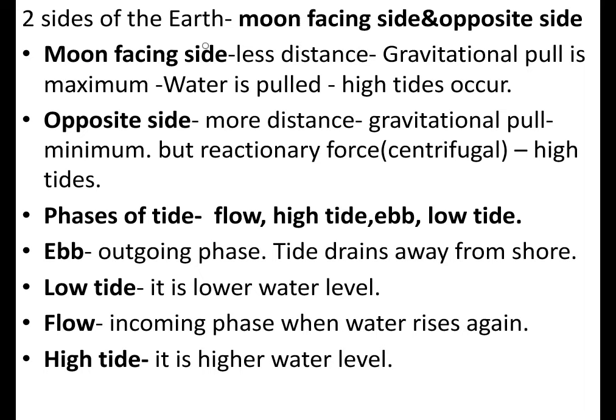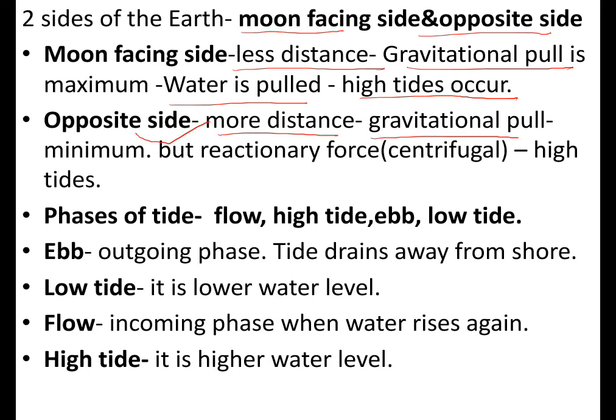And on the two sides of the earth, there are the moon facing side and the opposite side. As I said, the moon facing side has less distance and the gravitational pull is maximum, water is pulled, and high tides occur. At the same time, on the opposite side there is more distance and the gravitational pull is minimum, but because of the reactionary or centrifugal force, high tides occur. So on both sides, the moon facing side and the opposite side, tides occur at the same time. Those are high tides.